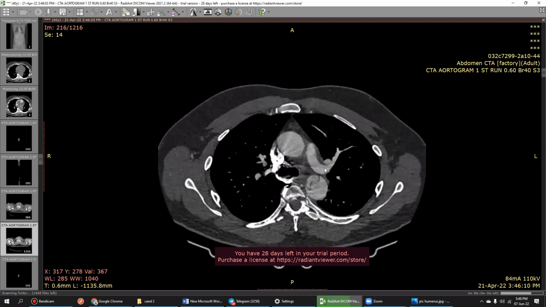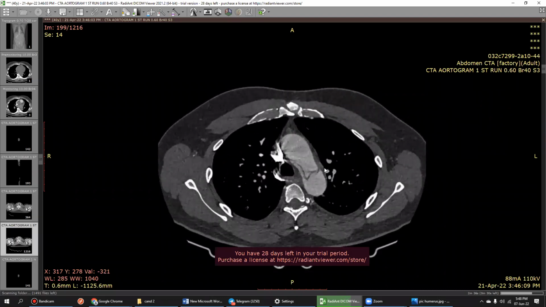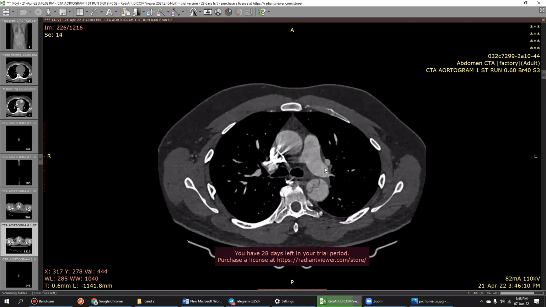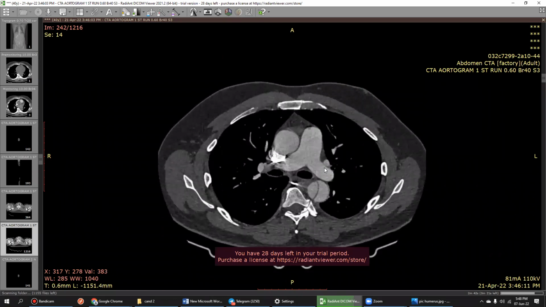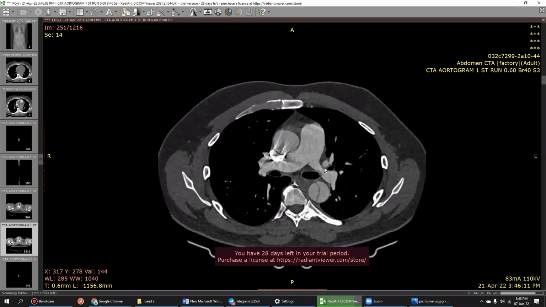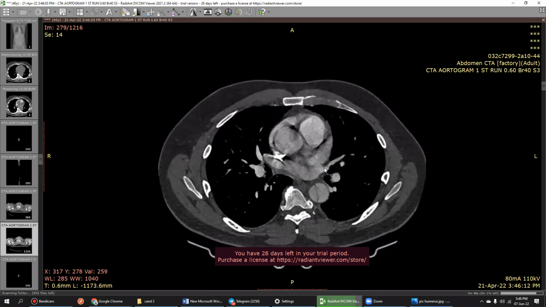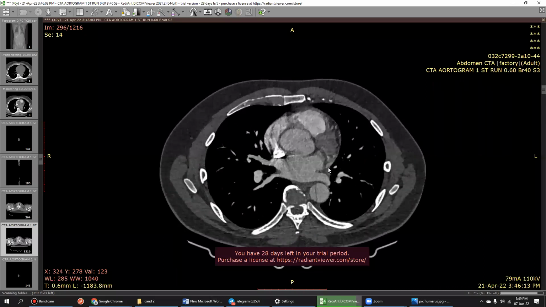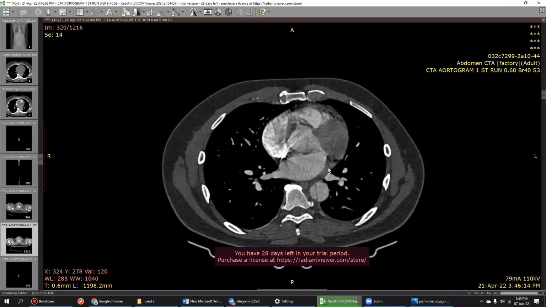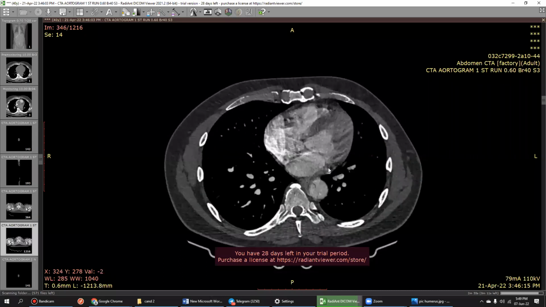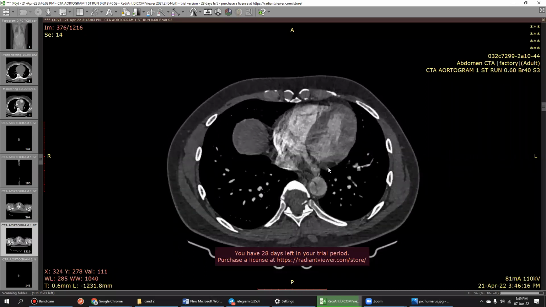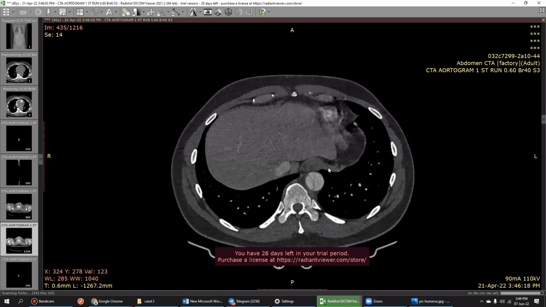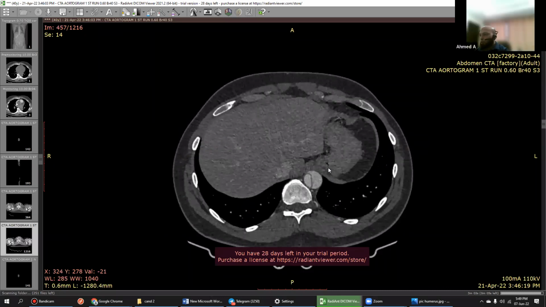I'm seeing that it's below the origin of the left subclavian artery, and then extending into the abdominal aorta. In my routine practice, I will review all the branches of the aorta to see its further extension and the evidence of any infarcts. Are there infarcts or not?